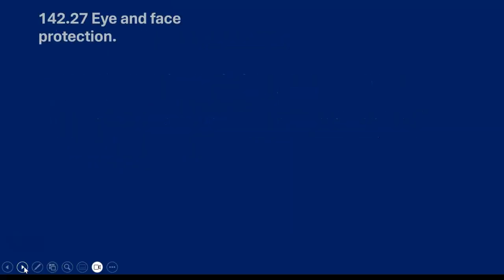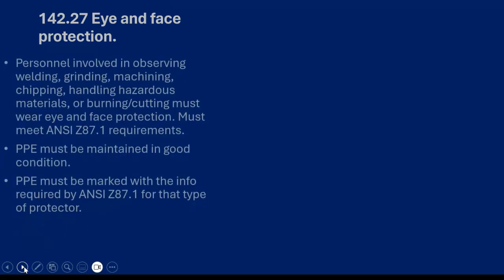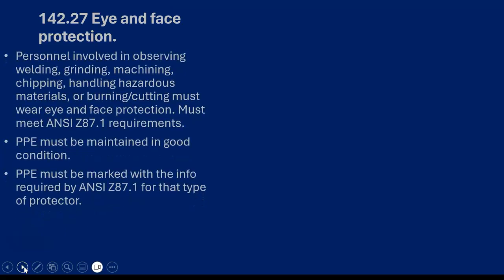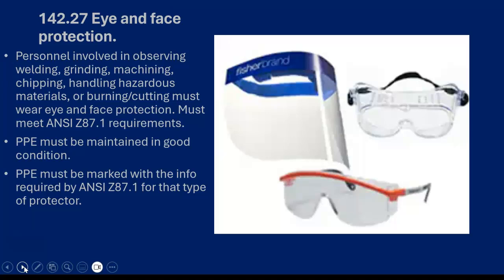All right, first area of PPE we're going to go into is eye and face protection. Personnel involved in observing welding, grinding, machining, chipping, handling hazardous materials such as chemicals, or burning and cutting must wear eye and face protection. This protection must meet ANSI Z87.1 requirements. PPE must be maintained in good condition. PPE must be marked with the info required by ANSI Z87.1 for that type of protector. There you have a couple examples of eye and face protection.